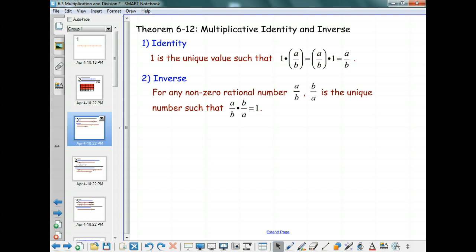We get a times b, this is b times a, and those are the same quantity, right? It's called the commutative property of multiplication. So a over b, another a over b, and if I divide something by itself, it's the value 1. This is an inverse property.